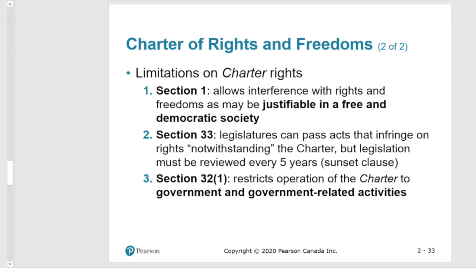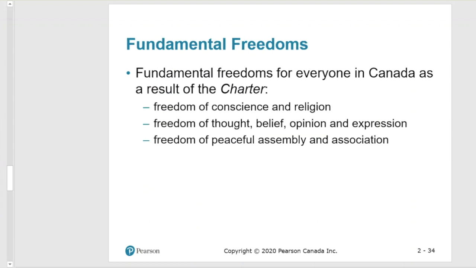The limitation in Section 33 has not been used in Canada a lot, and I have also provided you with a handout on it, but you don't need to bother much with this. Okay? So let's look at some of our fundamental freedoms. In Canada, we have freedom of conscience, religion, thought, and expression. But there's one important thing here. Our freedom is not unlimited. There are limits to our freedoms.